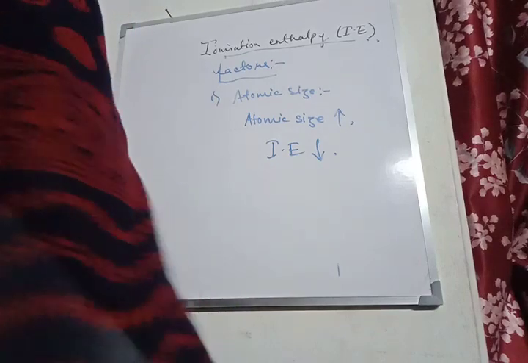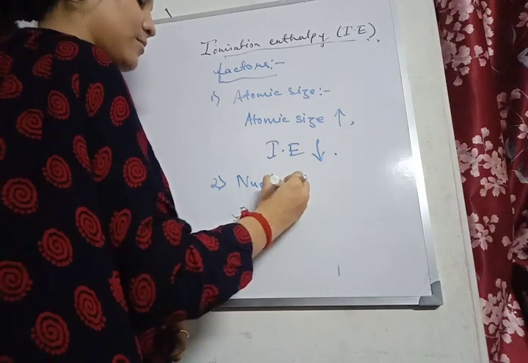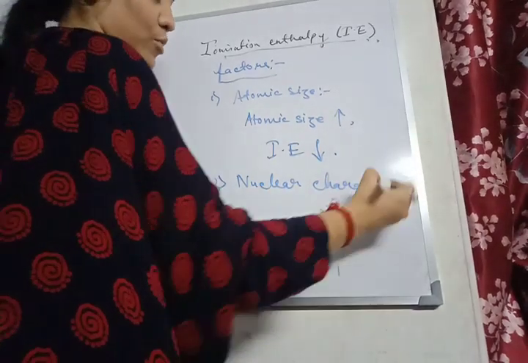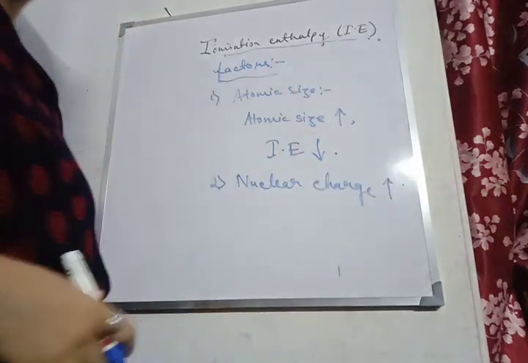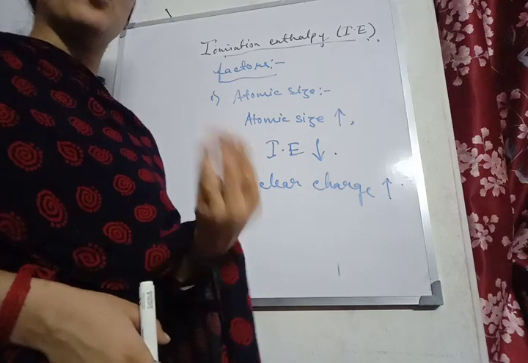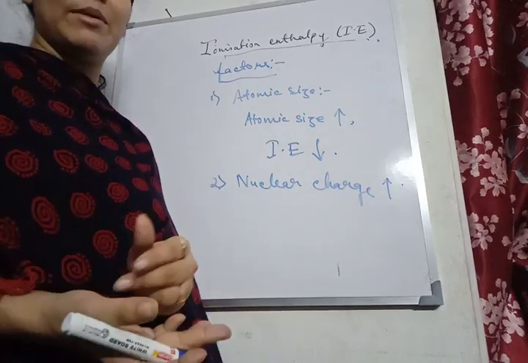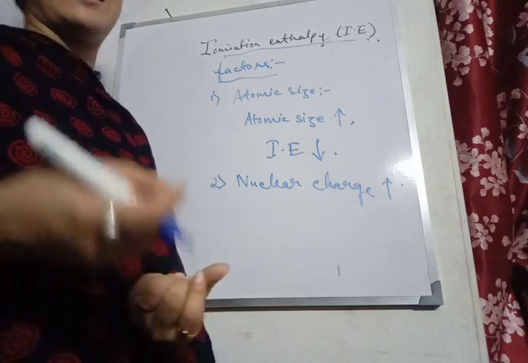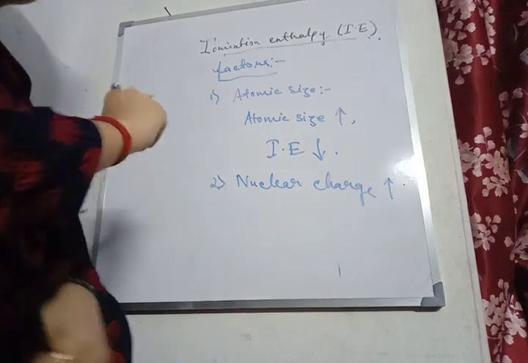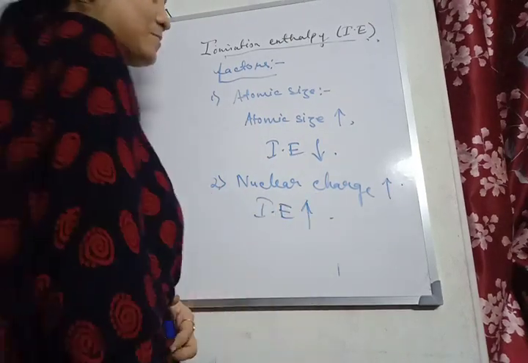Okay, the second factor is your nuclear charge. Greater the nuclear charge, the nuclear pull will be more. Nuclear pull means what? The force of attraction between the nucleus and the valence shell will be more, as a result of which more energy will be required to remove the electron. So higher the nuclear charge, my IE value will be higher.